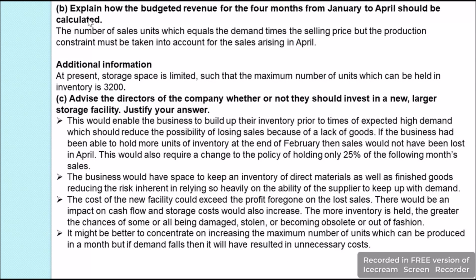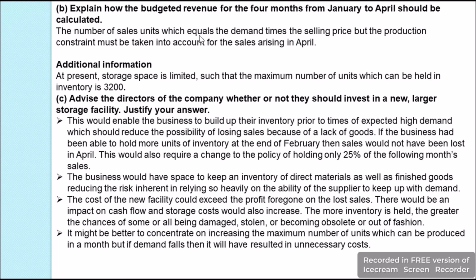In the B bit of the question, we are asked to explain how the budgeted revenue for the 4 months from January to April should be calculated. You see, we calculate the revenue by taking units sold times the selling price. So we take the units sold and we multiply it with the selling price. We get the sales revenue or the revenue. And sales are usually equated to the demand because whatever is demanded, we sell.